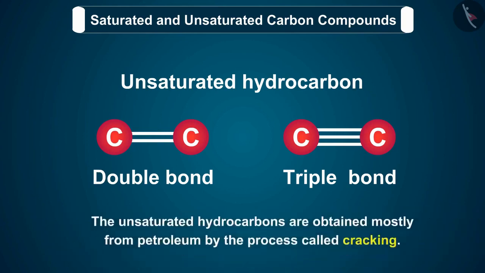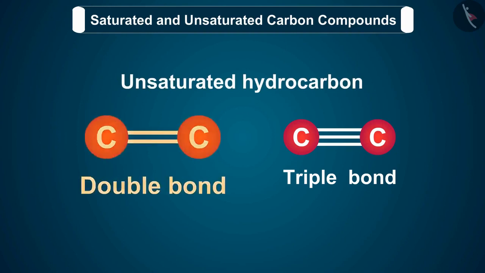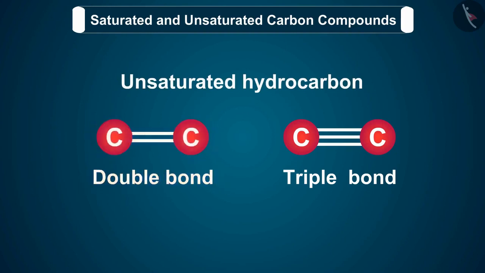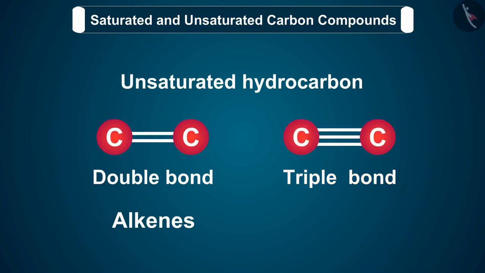The unsaturated hydrocarbons are obtained mostly from petroleum by the process called cracking. Unsaturated hydrocarbons are of two types. 1. Double bonded hydrocarbons, also called alkenes. 2. Triple bonded hydrocarbons, also called alkynes. We will now discuss each in detail.